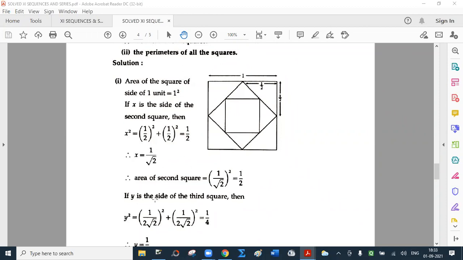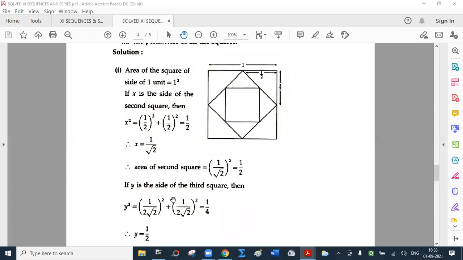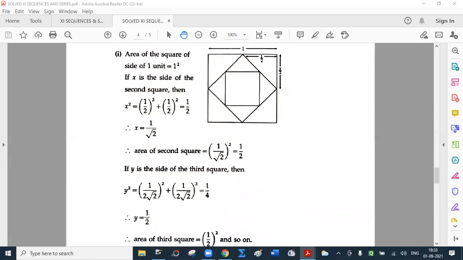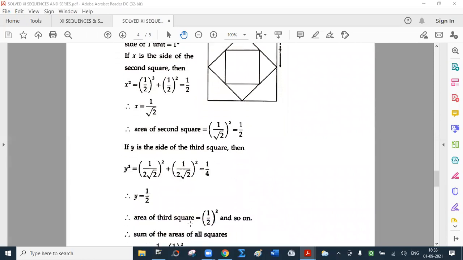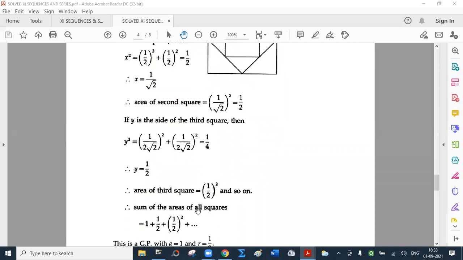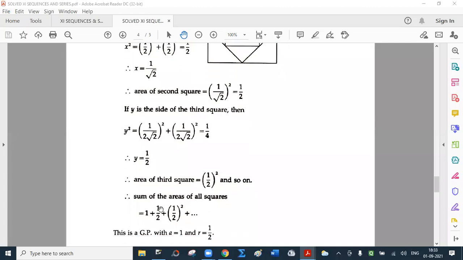So 1 upon 2 root 2 square plus 1 upon 2 root 2 square is y square, side of the third square. So square of that is 1 by 4. So side is half. So what is the area of the third square? It is 1 by 2 square and so on. And therefore, sum of the areas of all squares will be what?